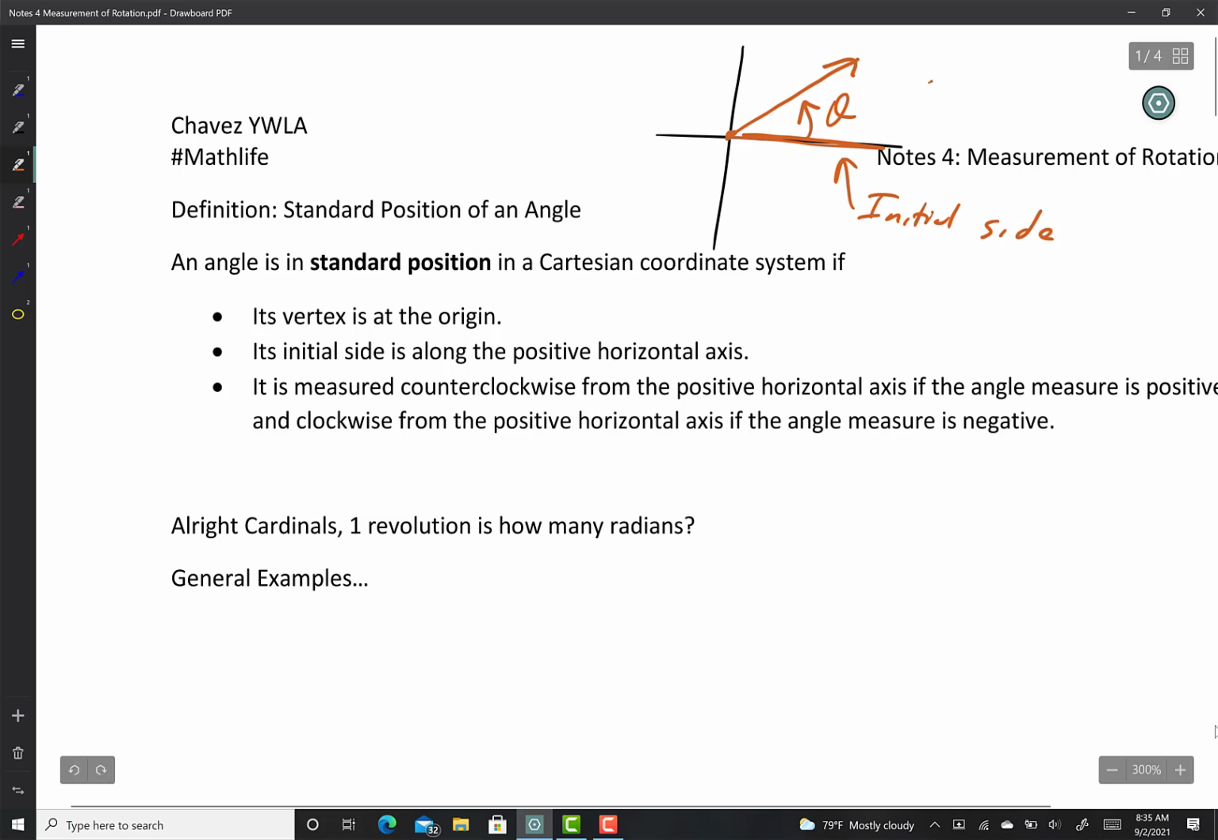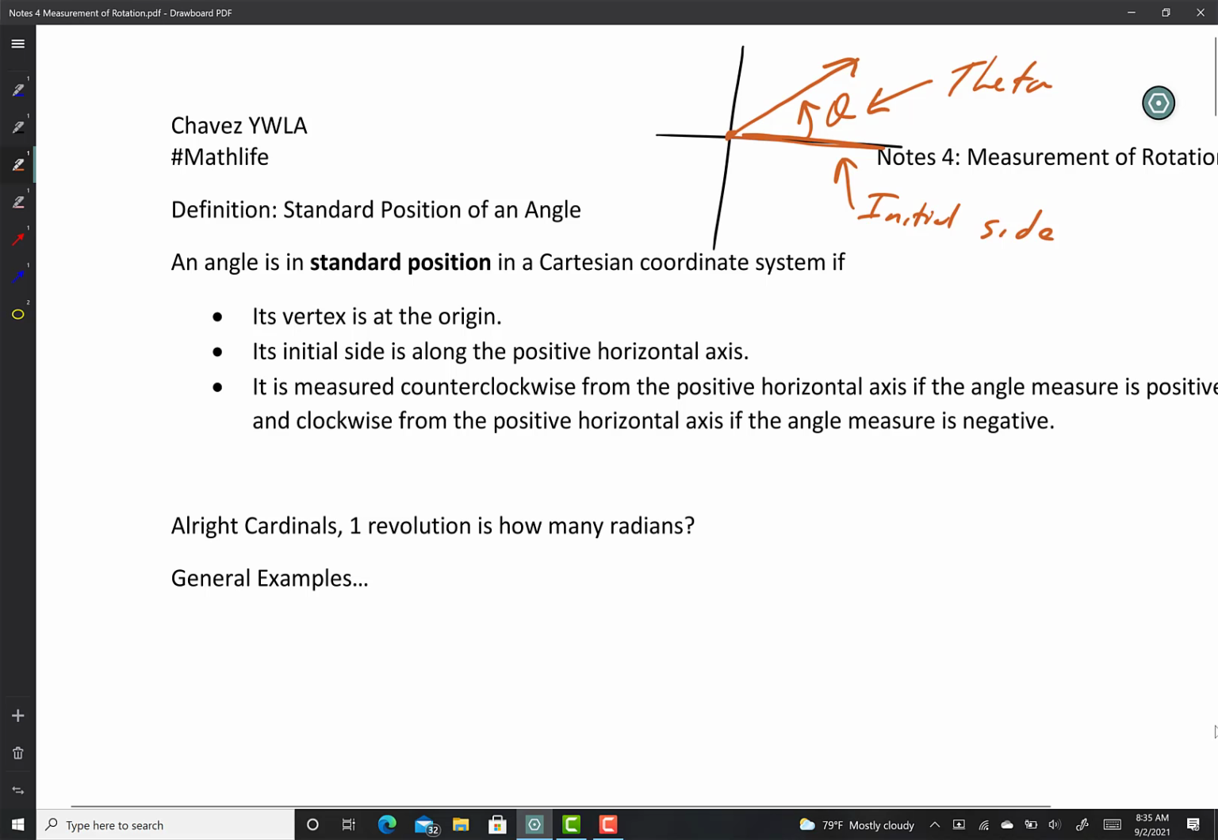This is a Greek symbol. It's called theta. And we usually use theta or phi, or we use Greek symbols just like a variable, like an x. So it's positive if it goes counterclockwise, and it's negative if it goes clockwise.